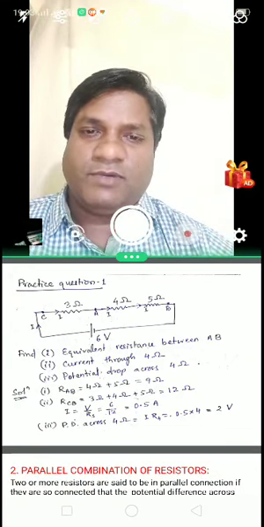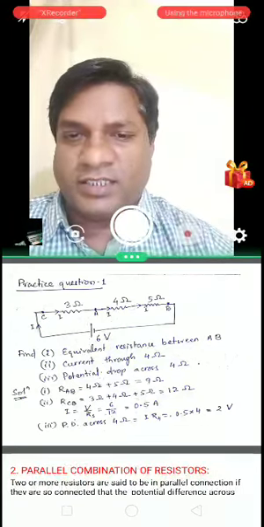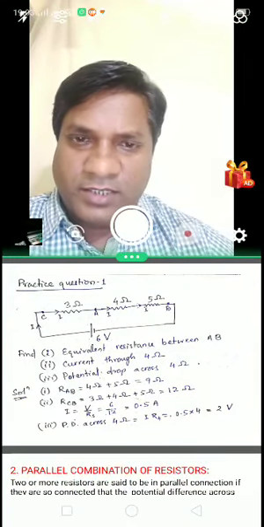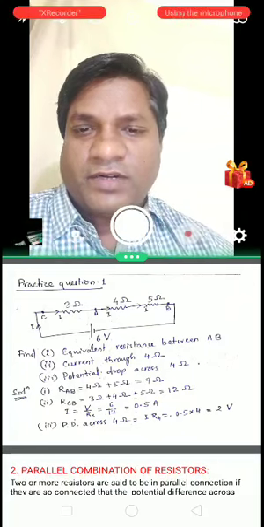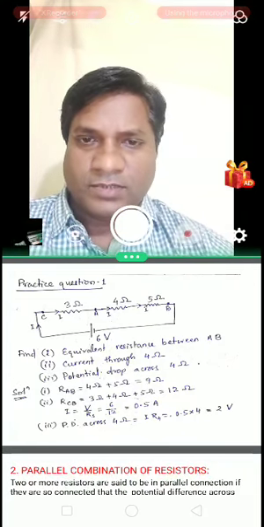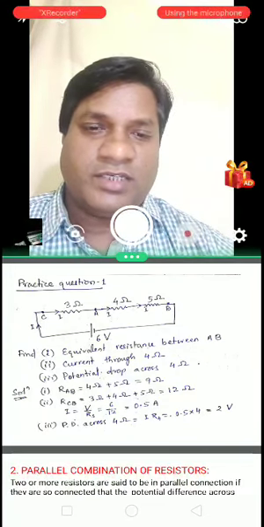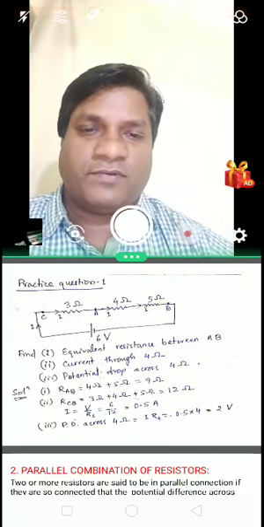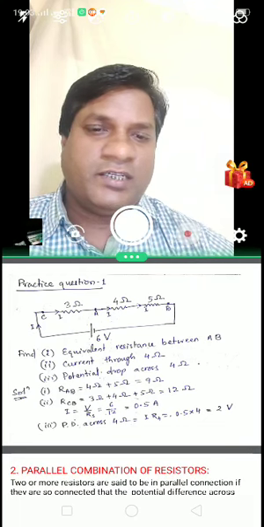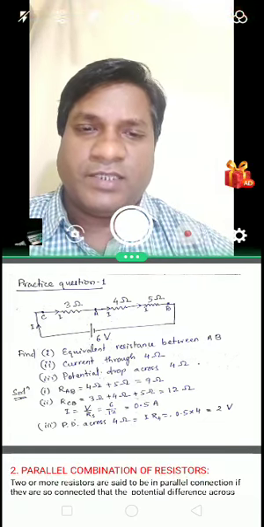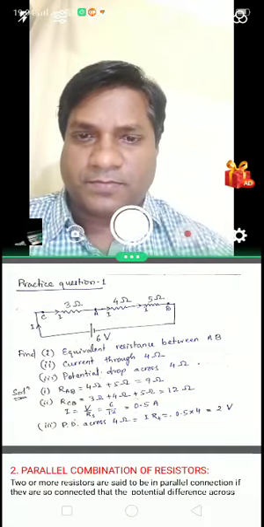So the current is equal to potential difference by resistance according to Ohm's law, that's equal to 6 by 12 or 0.5 ampere. Now third, the potential drop across 4 ohm, again it's equal to I into R4. That means current into resistance or 0.5 into 4 ohm, that's equal to 2 volt.